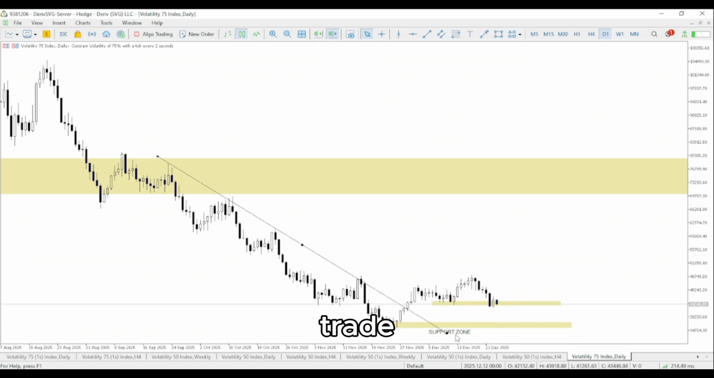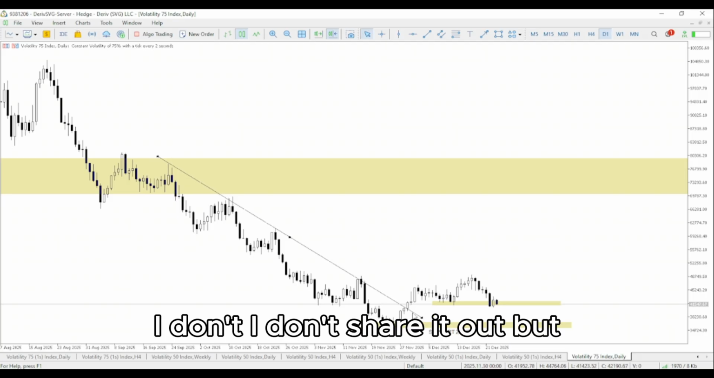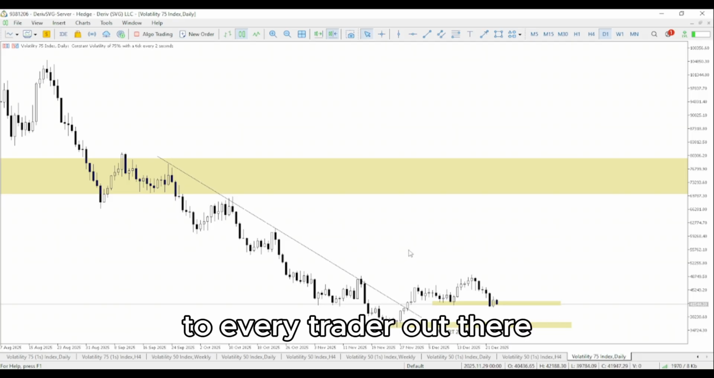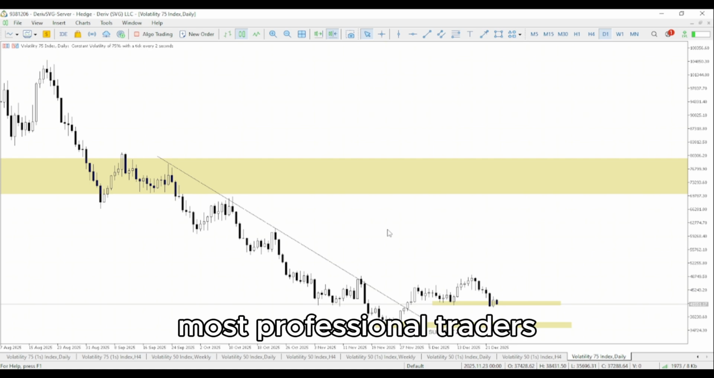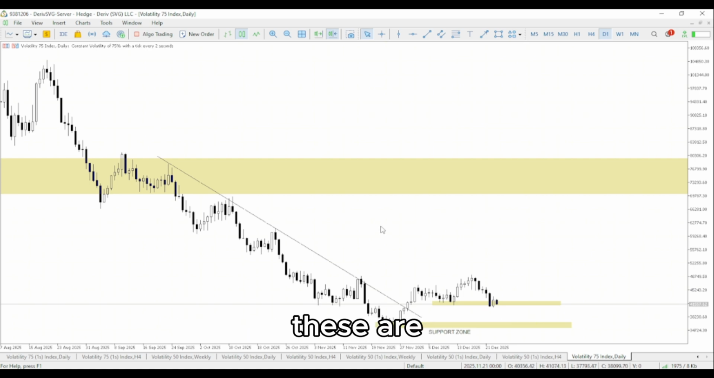This is how I basically trade. So I'm giving you a cheat code. These things I don't usually share, but I'm doing this as a favor to every trader out there, whether you're advanced or a beginner finding it difficult to be profitable. This is the secret most professional traders do not tell you. This is what I'm sharing with you right now.